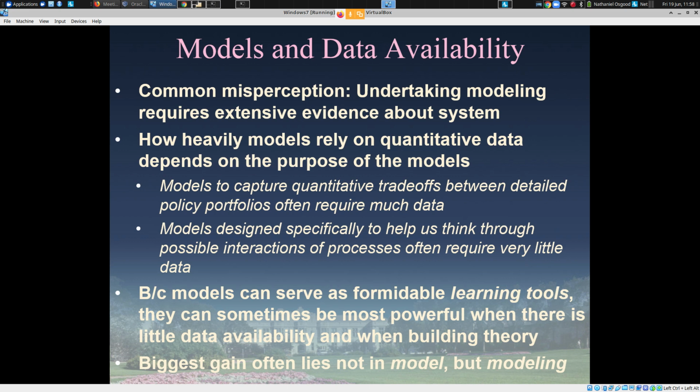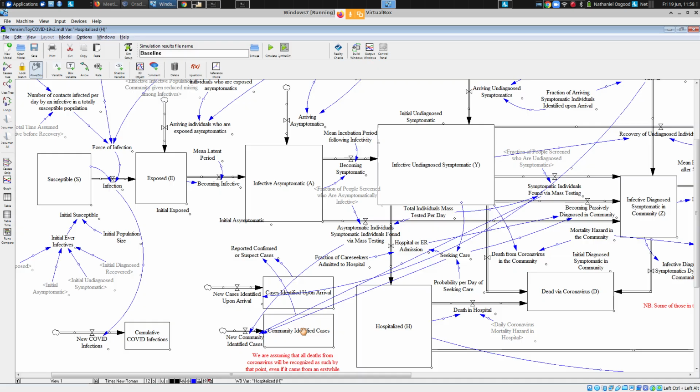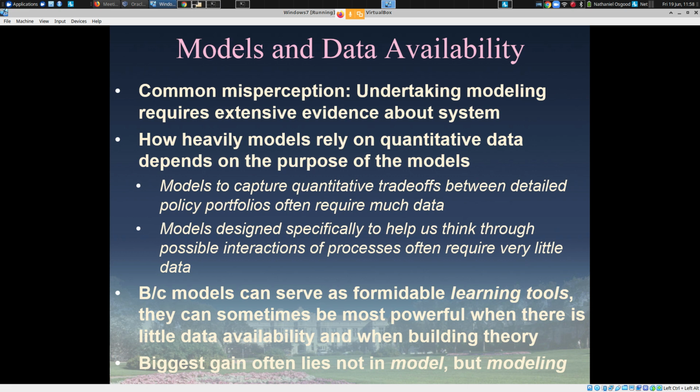And that was my final point here. But now there's a common misperception, and you find it in many quarters, that undertaking modeling requires extensive evidence about a system. That, look, you can't build a model like this until you have a lot of data. The truth is, that's only a half-truth. What model you build depends on how much information you may have, what model you can build. But there's many uses of models that can flourish without large quantities of data.